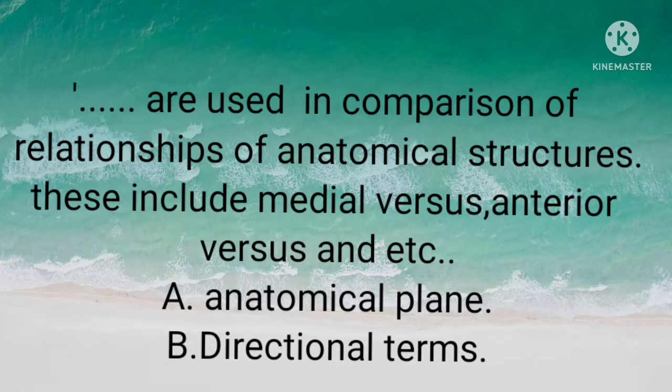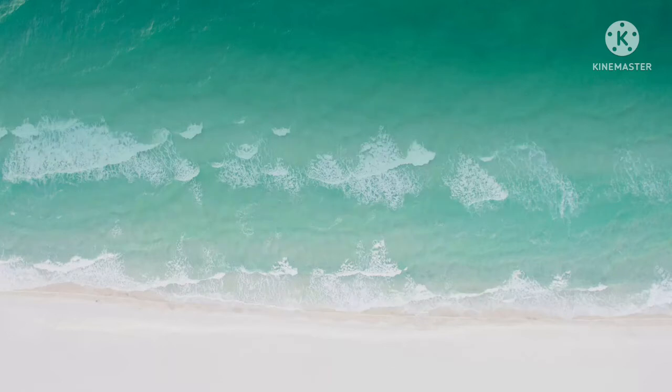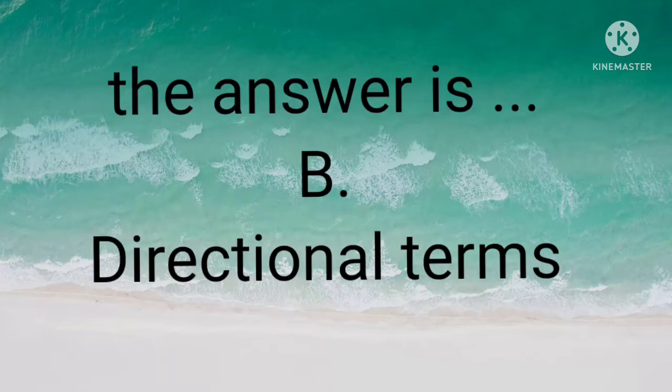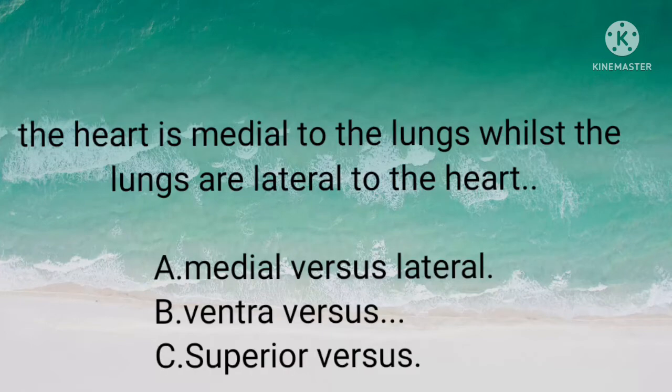Blank are used in comparison of relationship of anatomical structures. These include medial versus lateral, anterior versus posterior, and so on. A. Anatomical plane. B. Directional term. The answer is B. Directional terms. The heart is medial to the lungs whilst the lungs are lateral to the heart.